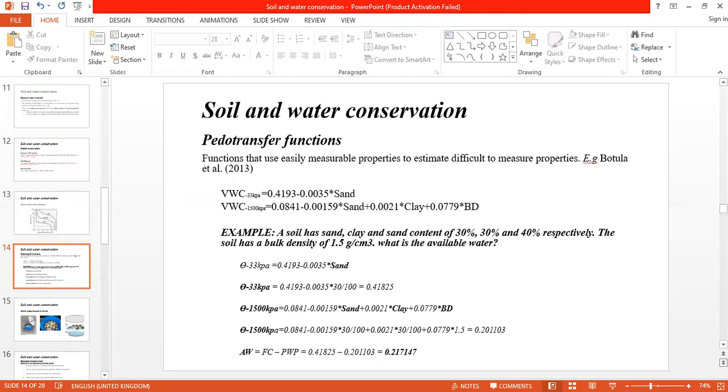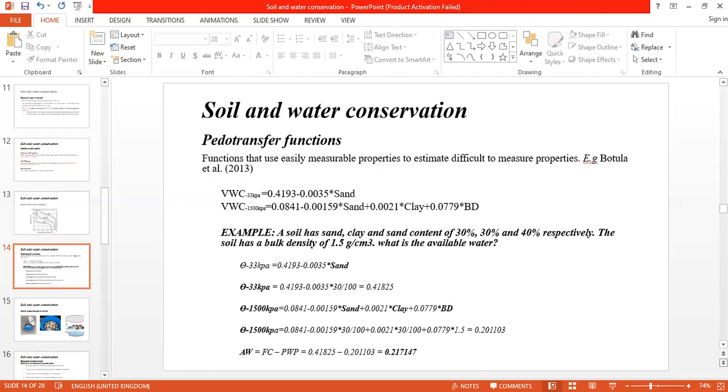So there are a lot of functions that have been developed for different areas, maybe Europe, Zambia, Africa, and different areas. Basically, you use a function that was developed in conditions that are similar to your area.